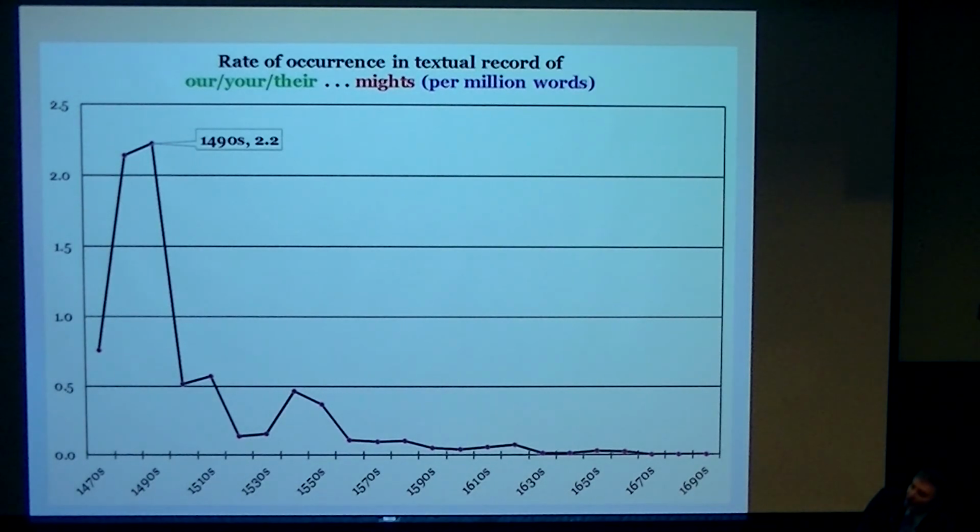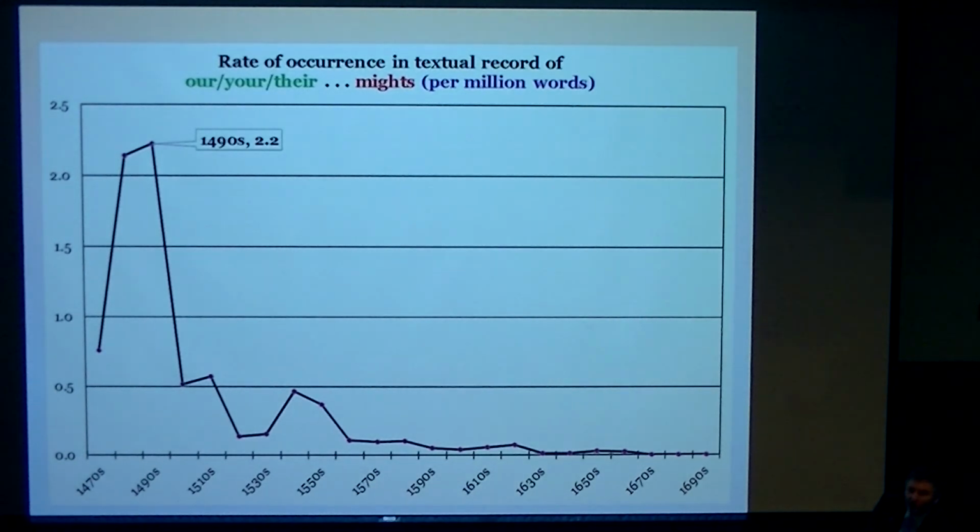Here's the usage profile in early modern English over time. We can see the usage was high around the turn of the 16th century, relatively high. It was never too much, but that it really tapers off and goes virtually to zero by the end of the early modern period.